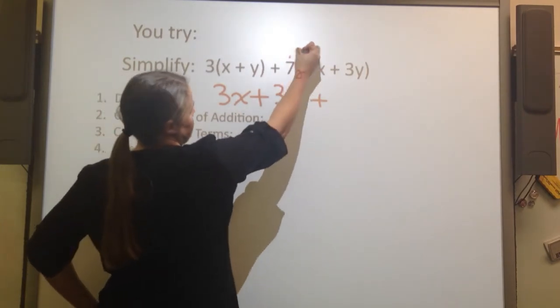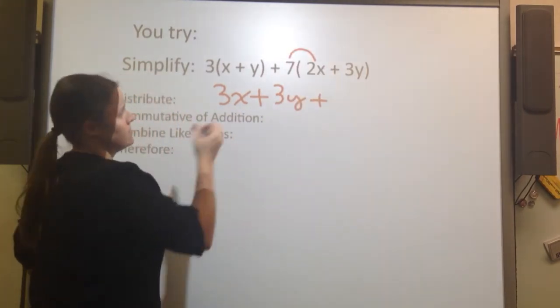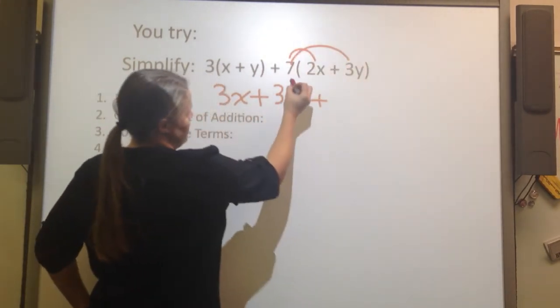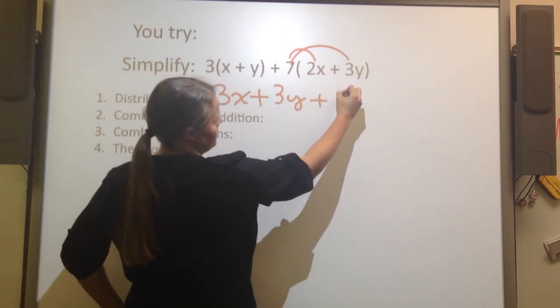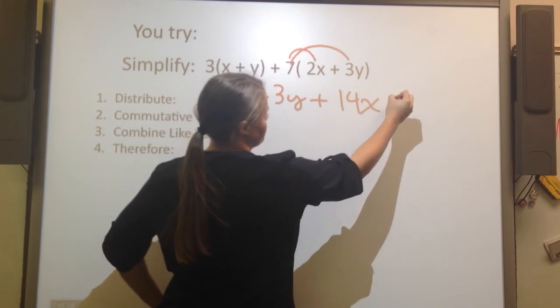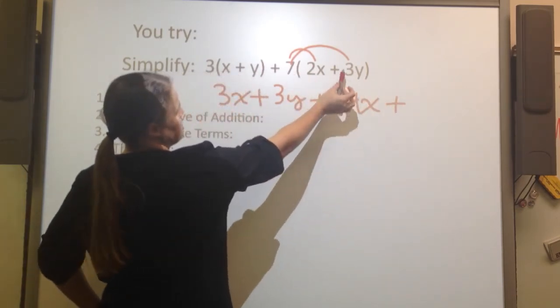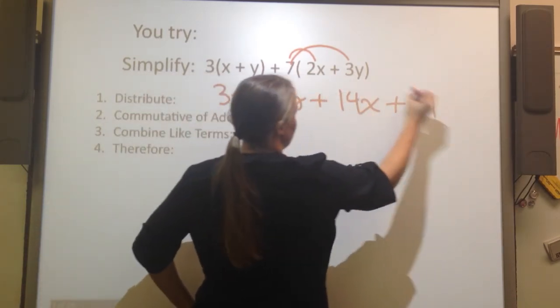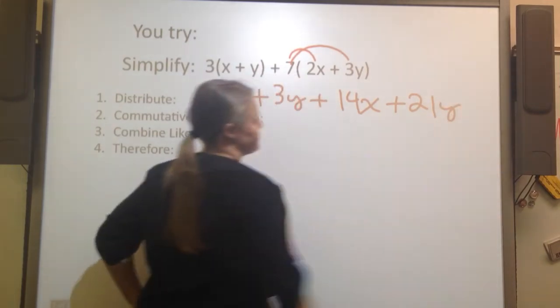Then I distribute my 7 to my 2x and my 7 to my 3y. Well, 7 times 2 is 14. Bring my x with it. They're partners. And then 7 times 3 is 21. Bring the y with it.